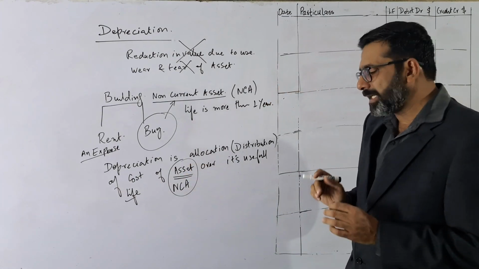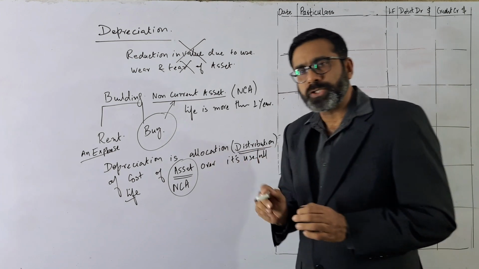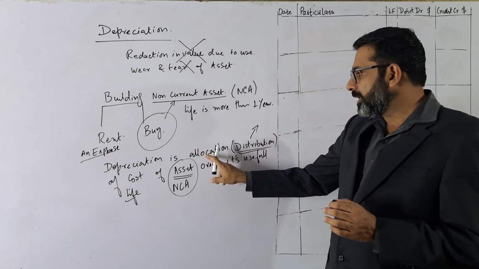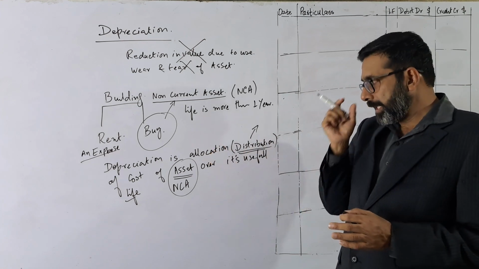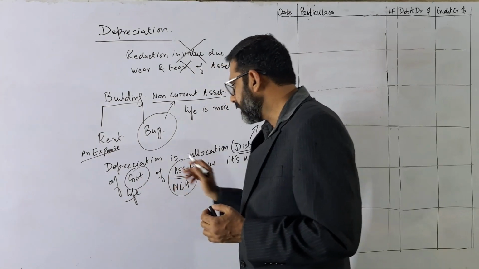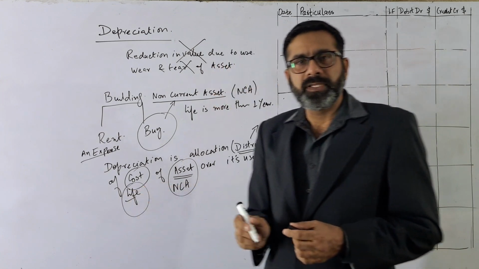Then the second thing that is very important is the distribution, or what we say the allocation. Allocation of what? The cost of the asset. And the next important thing is the life of the asset.